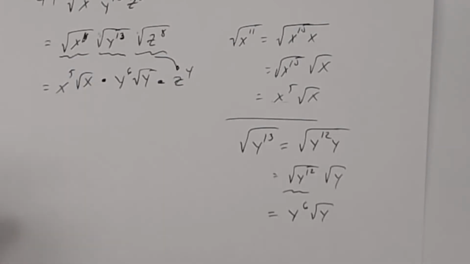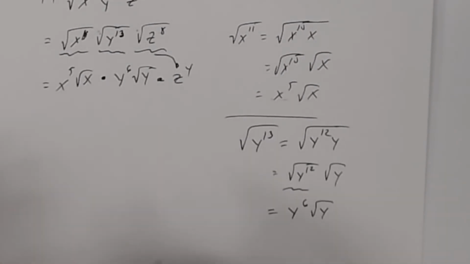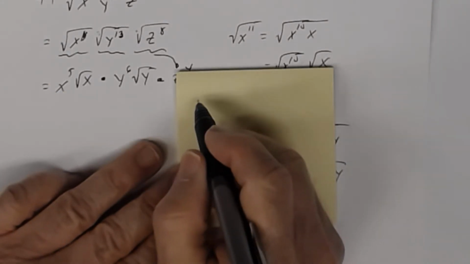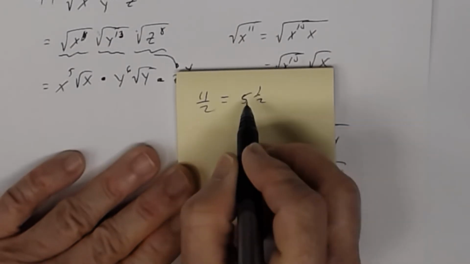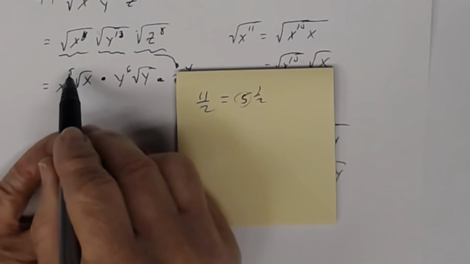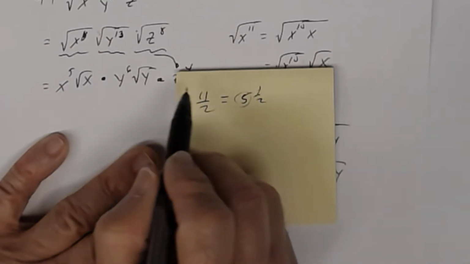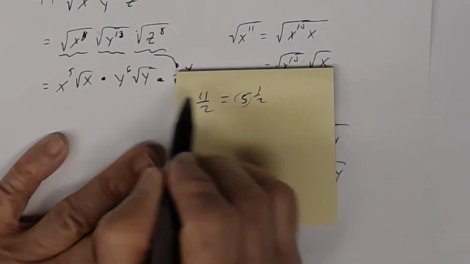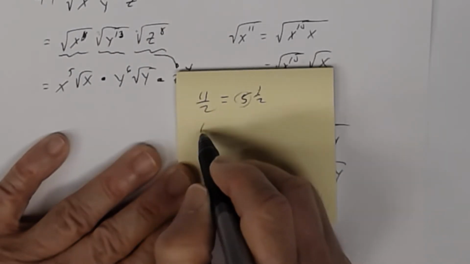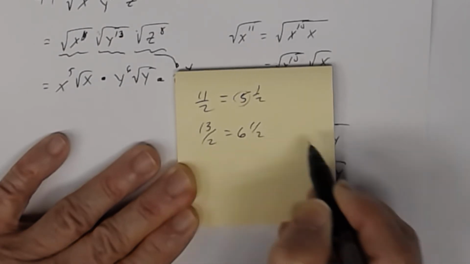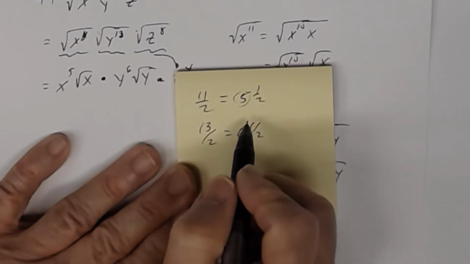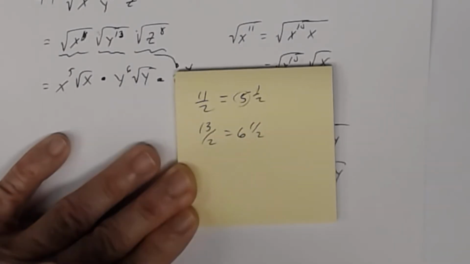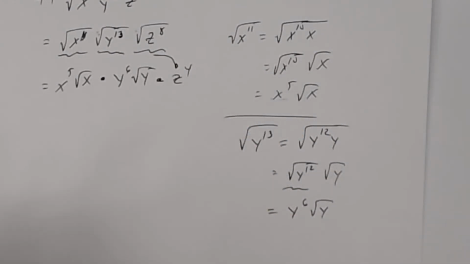Let's use a shortcut first. 11 divided by 2 is 5 and 1/2. So the 5 is the exponent on the outside. The numerator is the exponent of the variable, and the denominator is your index, the square root. Okay, 13 divided by 2 is 6.5, right? So 6 is that exponent here, and then the remainder 1 is the exponent of y, y to the 1st. So that's using a shortcut.